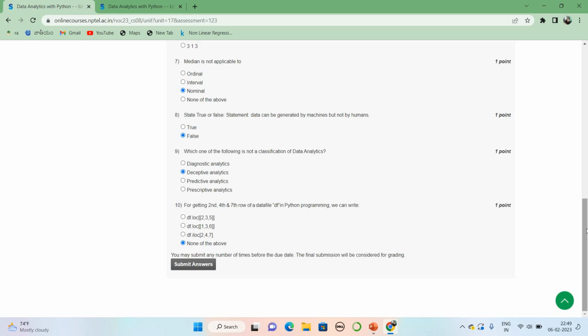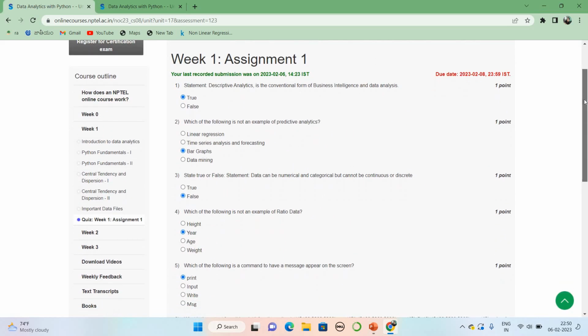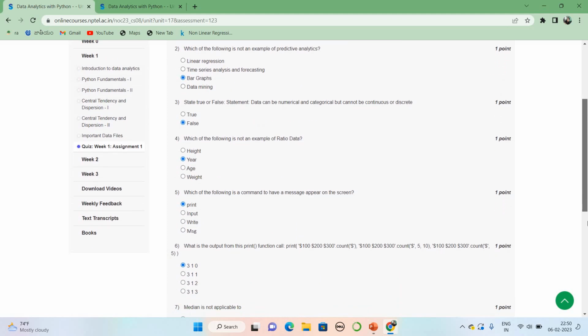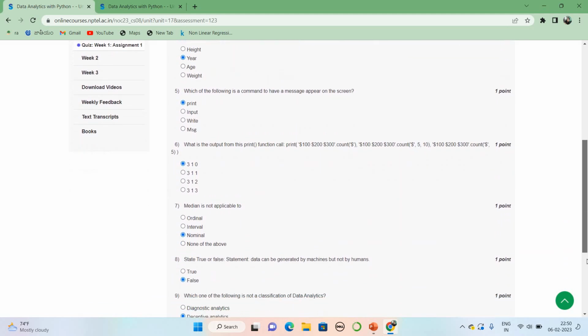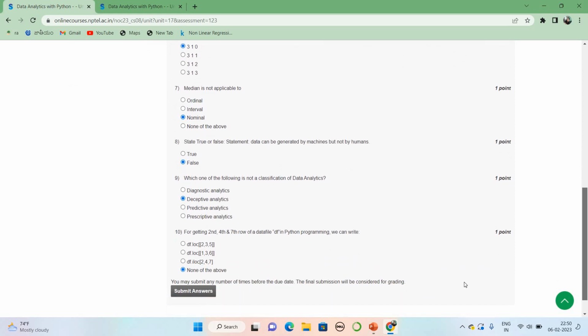So these are the answers for the week 1 assignment. The first one is true, second one is bar graphs, third one is false, fourth one is year, fifth one is print, and coming to the sixth one it is 310, seventh one nominal, eighth one is false, ninth one is deceptive analytics, and the 10th one is none of the above. These are the answers for the week 1 assignment. In the next video we will see the week 2 assignment.